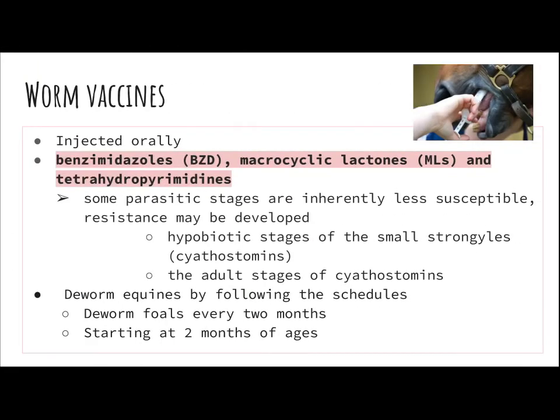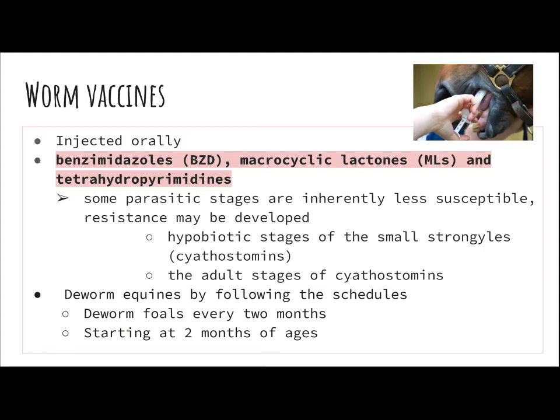Vaccines. It is injected orally into the mouth of the horses. There are three main vaccines which are applied to the horses, including benzimidazoles, macrocyclic lactones, and tetrahydropyrimidines. Some parasitic stages are inherently less susceptible, so resistance may develop, especially when it is applied at the hypobiotic stages, which refers to the early stage of the small strongyles. So small strongyles are also called cyathostomins for the horses, or the adult stages of cyathostomins.